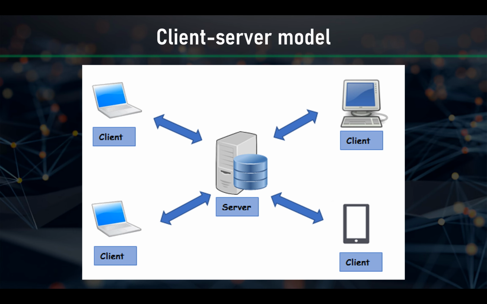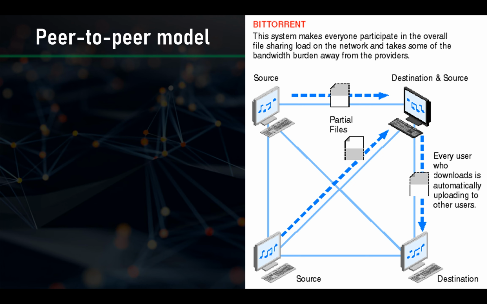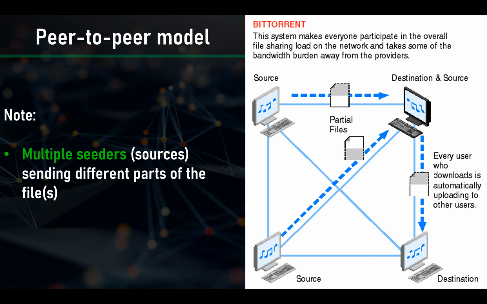So let's see, the client-server model. Here we have many clients, but basically they're all just communicating one-to-one with the server, just direct communication. Right, in contrast, if we look at peer-to-peer, here I guess we can say there's multiple seeders, sources of the files, and each person can be sending different parts of the file. So if we look at this one here, so here I guess we've got this one, and this one.